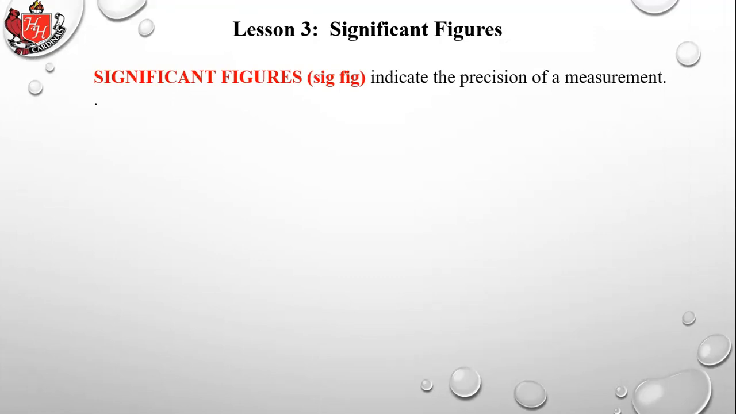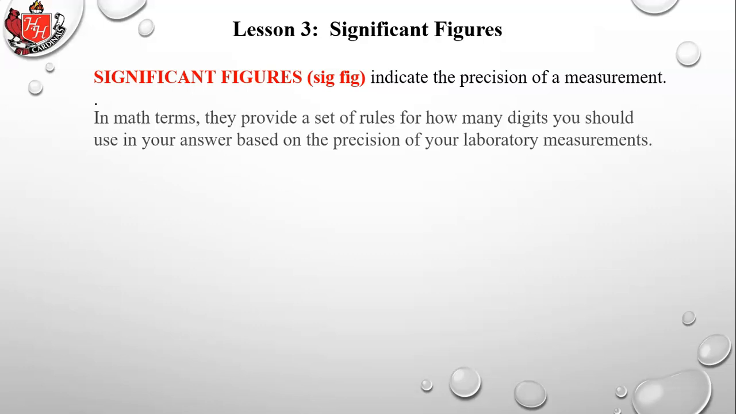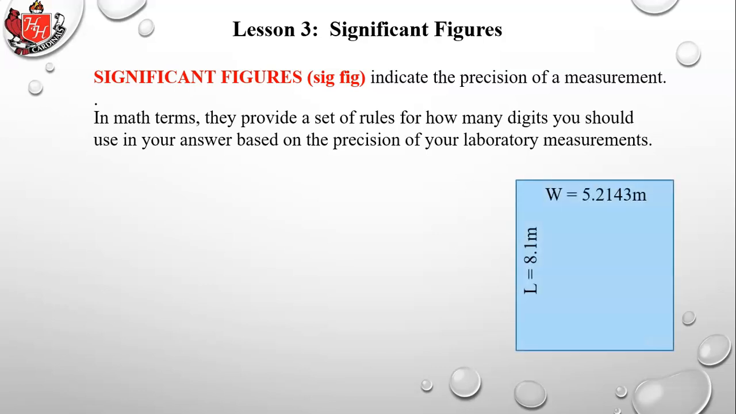Significant figures indicate the precision of a measurement. So in the last lesson we talked about precision. And so what we're going to do is see how you indicate that when you do a math calculation. So in math terms, they provide a set of rules for how many digits you should use in your answer based on the precision of your laboratory measurements.